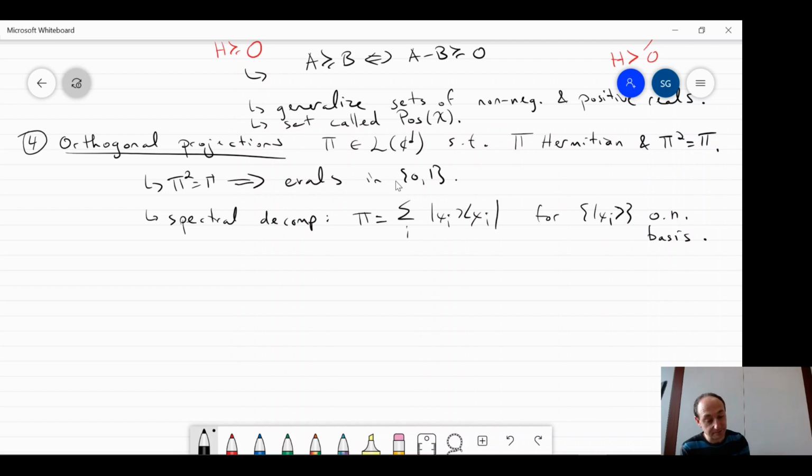And let me just remind you that a rank 1 projector, meaning it has only one non-zero eigenvalue, just staring at the spectral decomposition above, it's going to look like this, right? You take one single unit vector and you take ket-bra of it. Okay, so that's a projector.